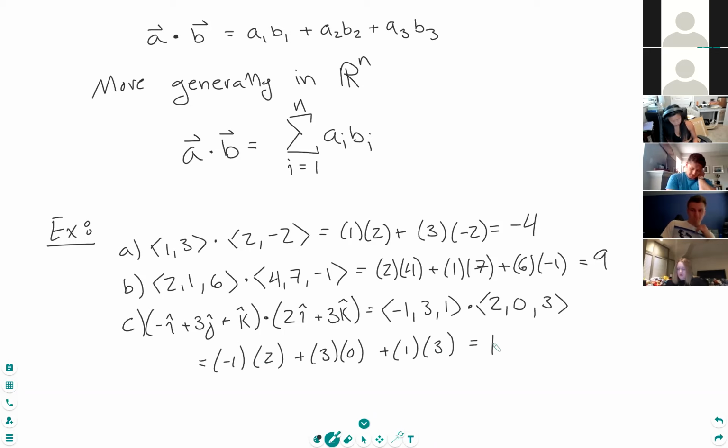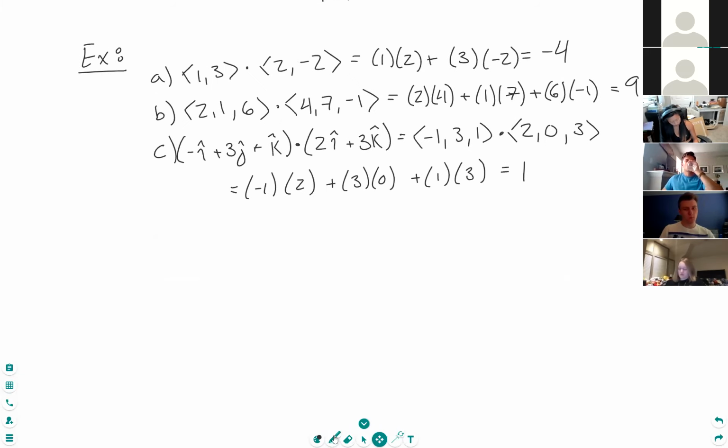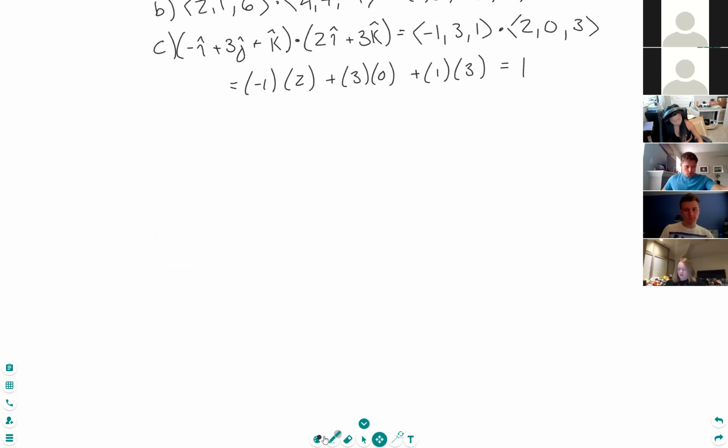Okay, so dot product doesn't seem too bad, right? All I'm doing is just multiplying similar entries and then adding them all up. Okay, so let's talk about some properties.